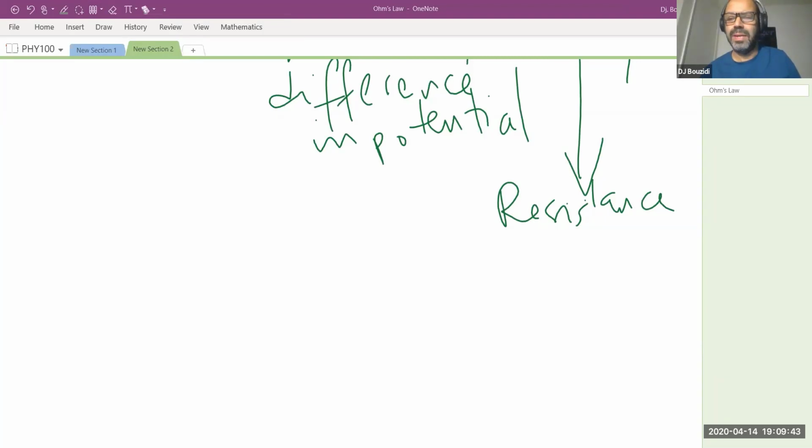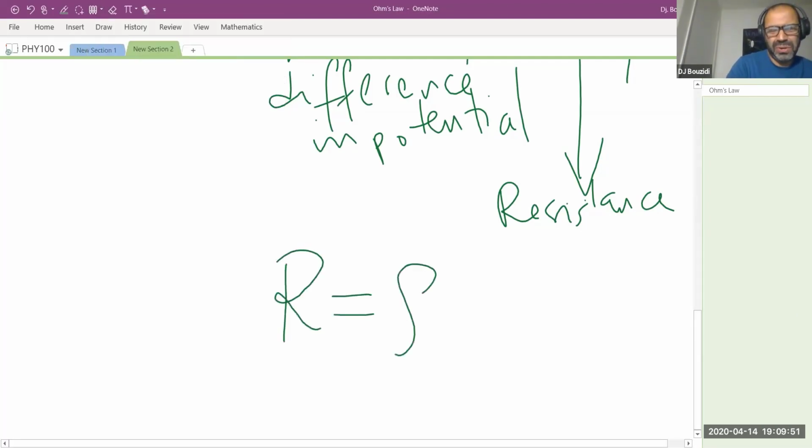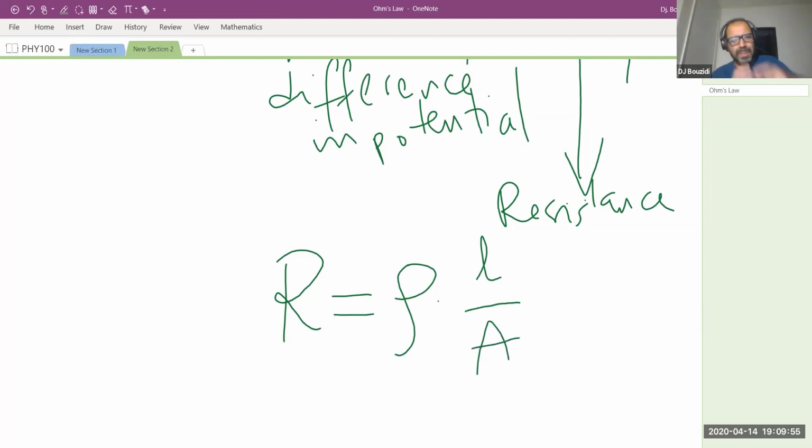Okay, let's see here. Okay. The expression I thought was correct, okay? R is equal to rho times L over A. Yeah, that's correct. Yes, yes. The bigger the A, the smaller the R. The longer the L, the higher the R.